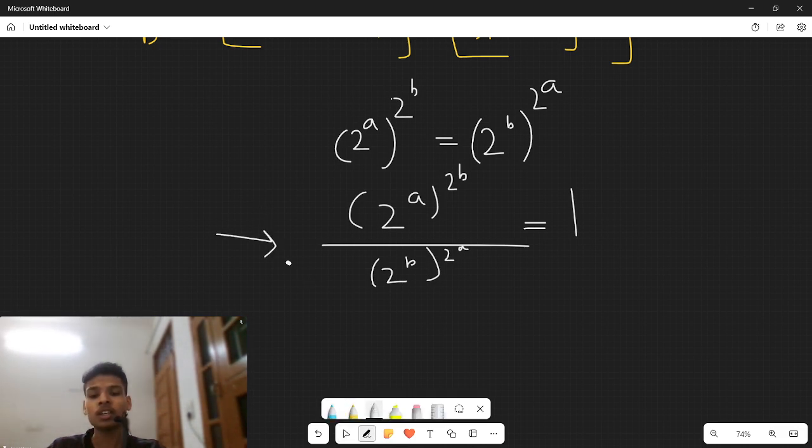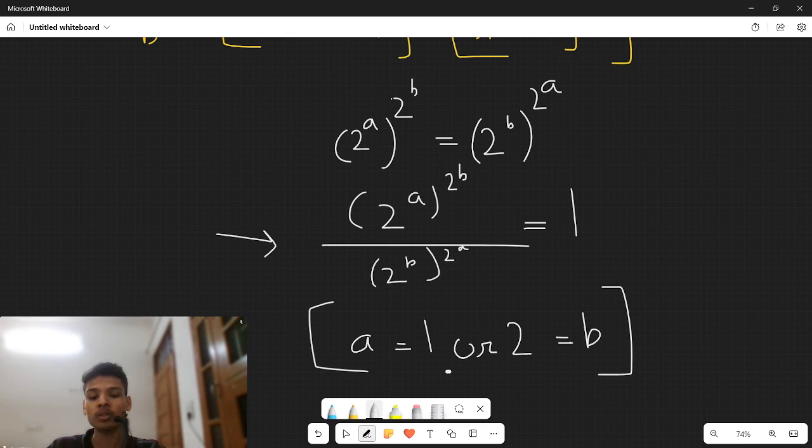If you solve this, you will simply get a equal to 1 and b equal to 2, or a equal to 2 and b equal to 1, which means there are only two values of a and b for this equation to be satisfied, and they are 1 and 2. And you know why?